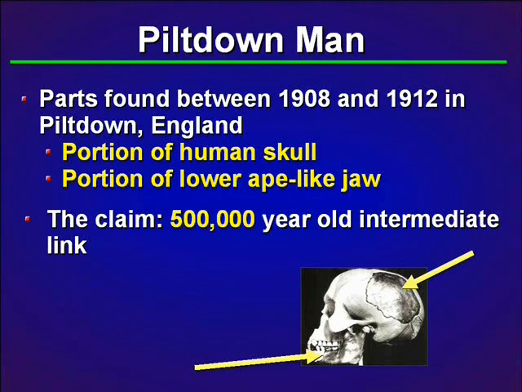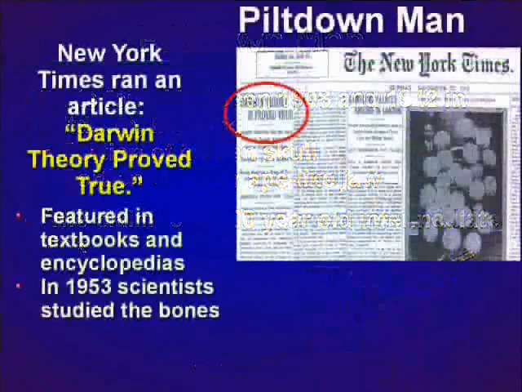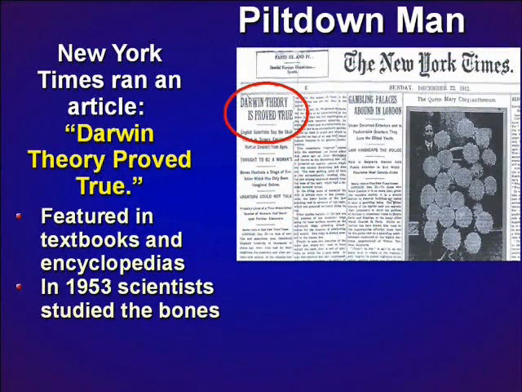The claim is it's a 500,000-year-old intermediate link, and they're basing this off the geological column. This is how they're basing it right here. In 1912, an ad in the New York Times read, "Darwin's theory proves true." And it was featured in textbooks and encyclopedias all over the world.